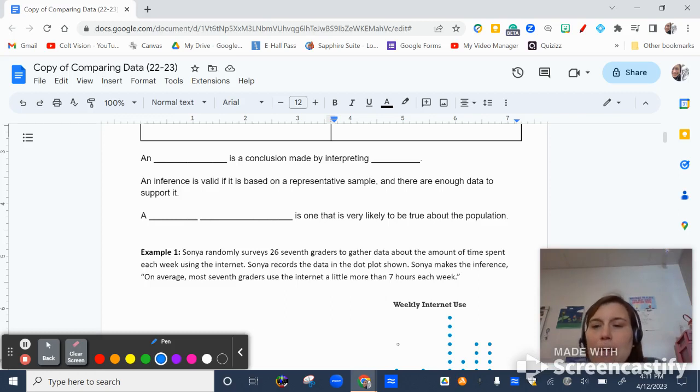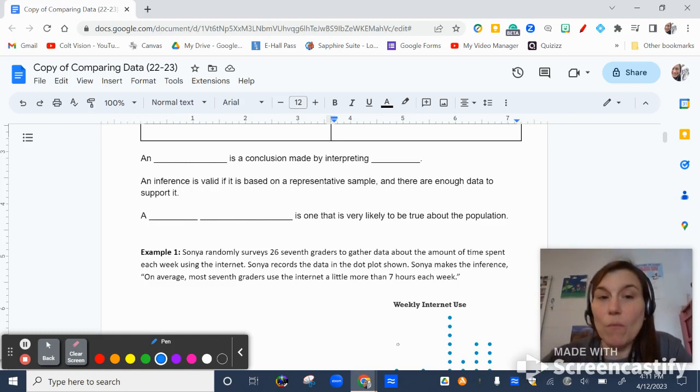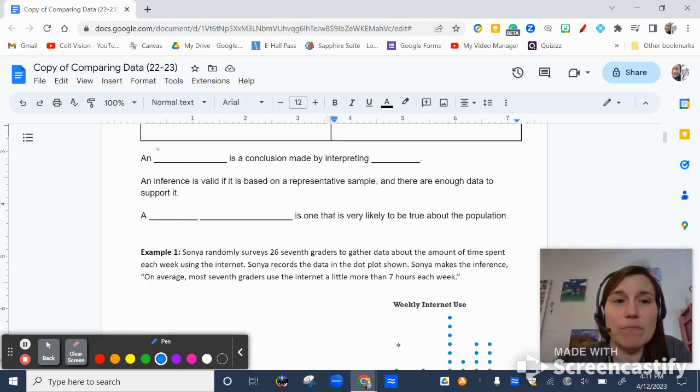Hi, we're going to talk about comparing data and making inferences. So what is an inference? An inference, I'm going to put inference here, is a conclusion made by interpreting data.